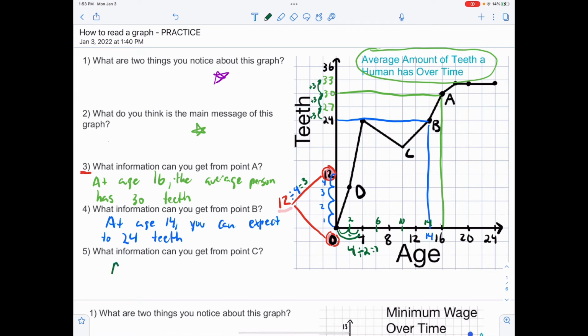C would be at age 10. We'll count up by 3s: 12, 15, 18. On average you have 18 teeth.